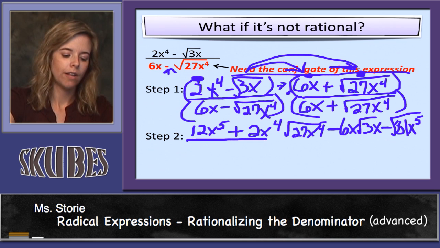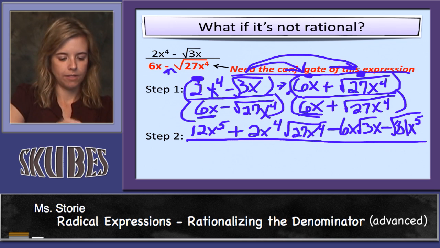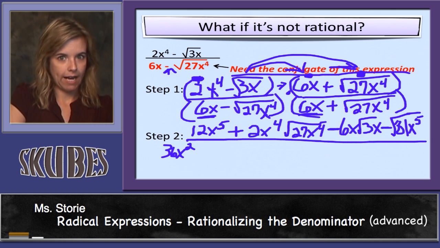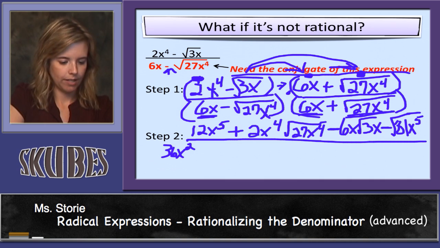Now you have to do the denominator. So we're going to multiply 6x times 6x. And we're going to get 36x squared. Remember, you're adding the exponents. Then it's 6x times radical 27x to the fourth. So you're just going to have a positive because they're both positive. 6x radical 27x to the fourth.